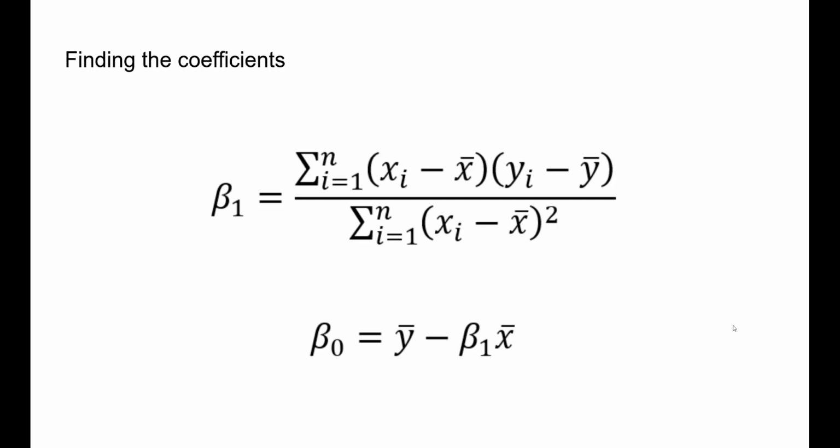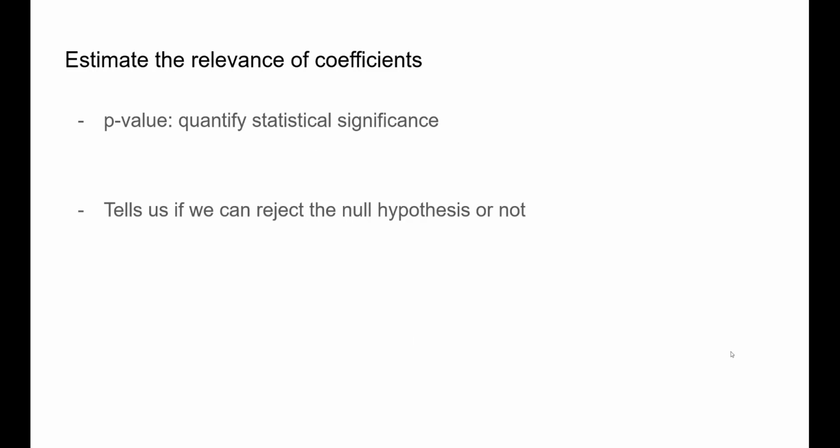For simple linear regression, you can find the parameters analytically with these formulas, where x bar is the mean of the independent variable and y bar is the mean of the target. Once you have your coefficients, you need a way to assess their relevance. To do so, we use the p-value. This allows us to quantify statistical significance and determine if we can reject the null hypothesis or not.